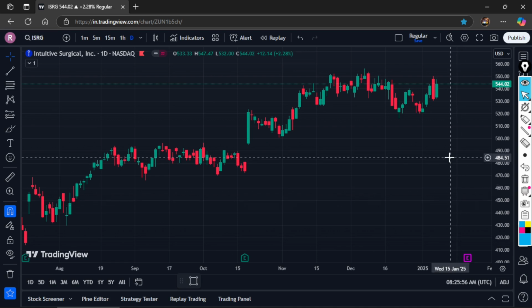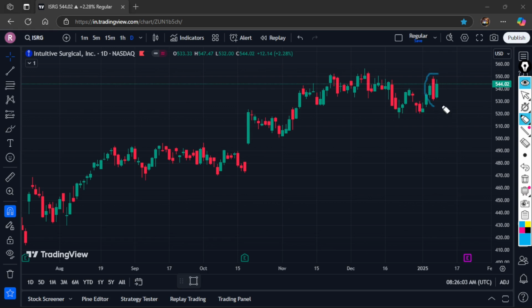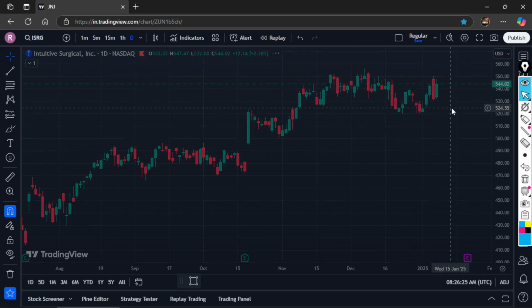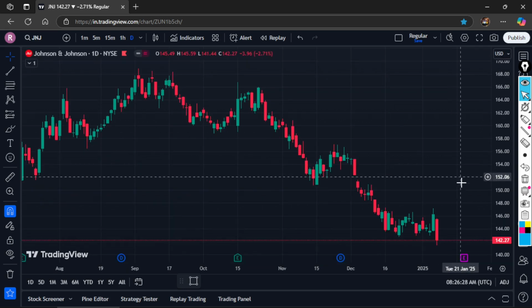Here in ISRG similar like that. Here I will also just wait, because you can see that a very big red candle came, and after that a green candle came. And when this type of candle happens, then for the next few sessions the market tries to spend some time. So I am not interested in the buying or selling side for some sessions here, so we'll just wait here only. Here in JNJ is a similar kind of pattern.